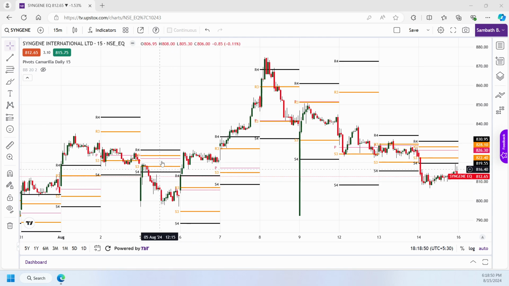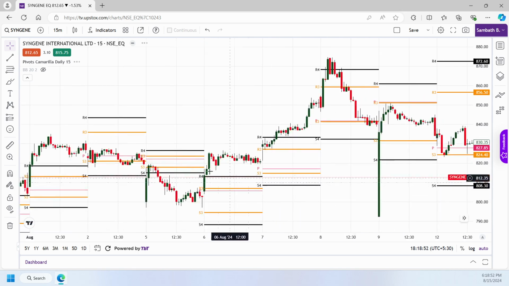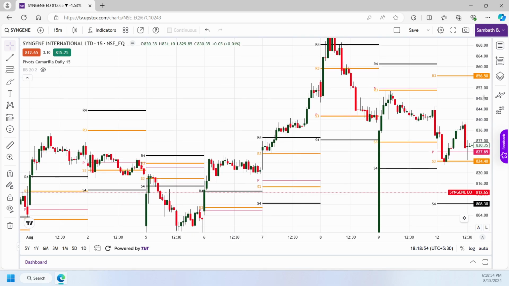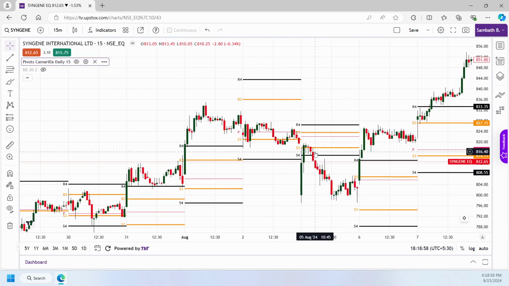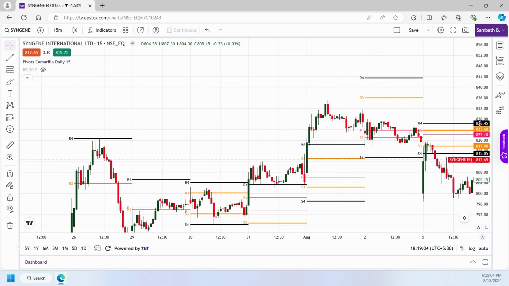Maybe we can keep the stop loss between the R4 and S4 levels, because it is a very narrow range and inside the previous day. This particular day may be where we find an opportunity, maybe a selling opportunity, and I will show you exactly. 826 and 815 are the R4 and S4 levels. When the R4 level breaks out, we can expect upside movement, and when S4 breaks, a downside movement.